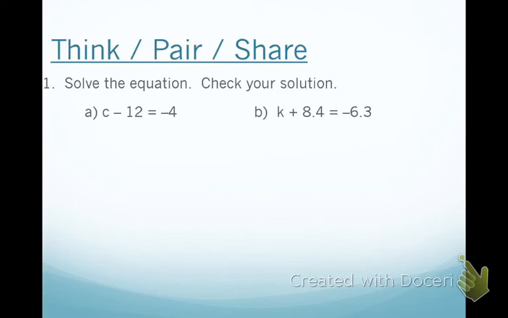Okay. Identify the variable, class. C. What is not allowing C to be alone? Use these words. Subtract by 12. What's the opposite of subtract by 12? What you do to one side, you must do to the other side. This cancels out, and I'm left with C equals, what's the answer? 8.